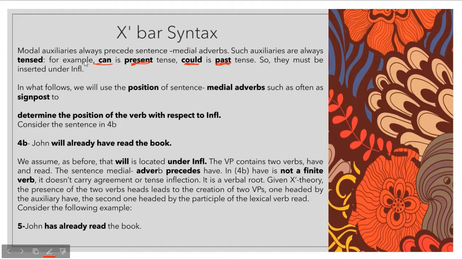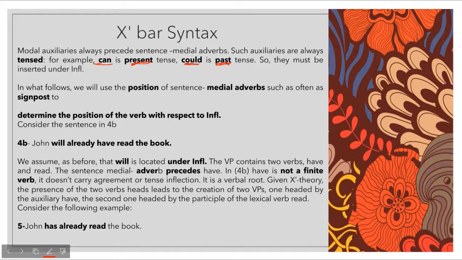Okay. In what follows we will use the position of sentence medial adverbs such as often as a signpost to determine the position of the verb with respect to anfal. Okay, I hope this is easy for you to understand. It's not that complicated. So let's see this example.